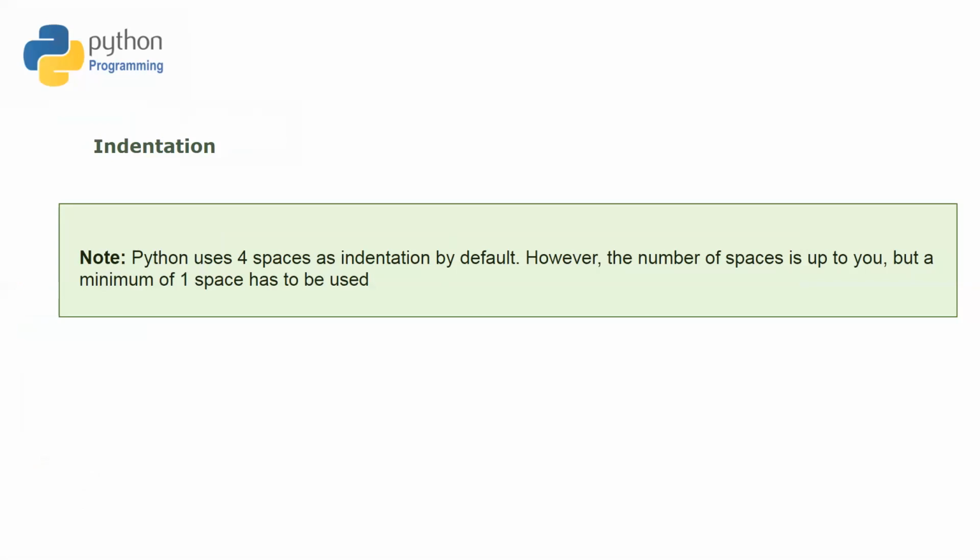So the important point is that Python generally uses four spaces as indentation by default. However, the number of spaces is up to you, but a minimum of one space has to be used, or even one tab is the minimum indentation in some cases. And the good thing is that many of the modern editors do this indentation by themselves, and when you put the colon and press enter, the indentation spacing will be added automatically.